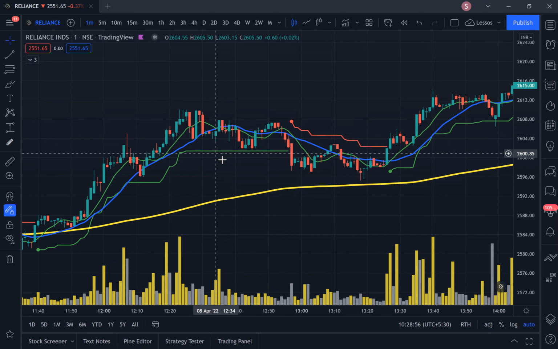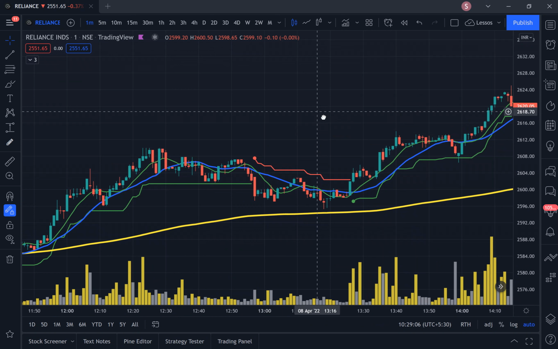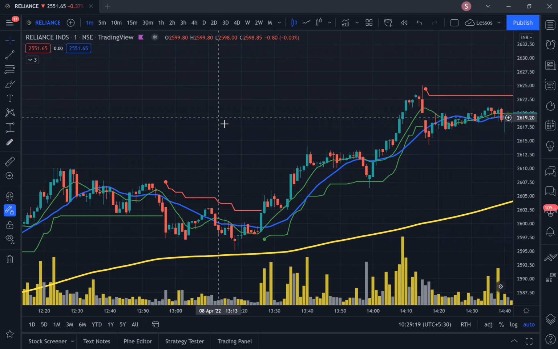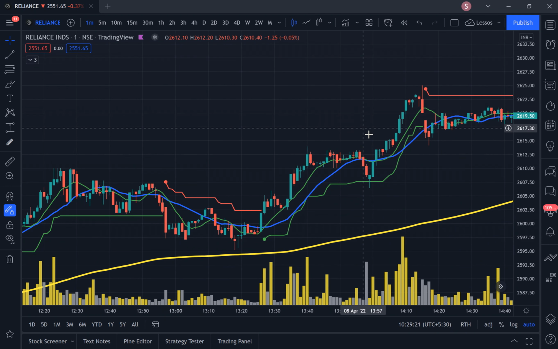You have to keep shifting your stop losses, and in this way, if you're following a 1 minute chart, your losses will be very minimal. And when you're trailing your stop loss, at some point in time, you'll see the stop loss will go above your purchasing price. So in that case, even if the stop loss is hit, you will be making profit. So let's take one more example before we end the video.